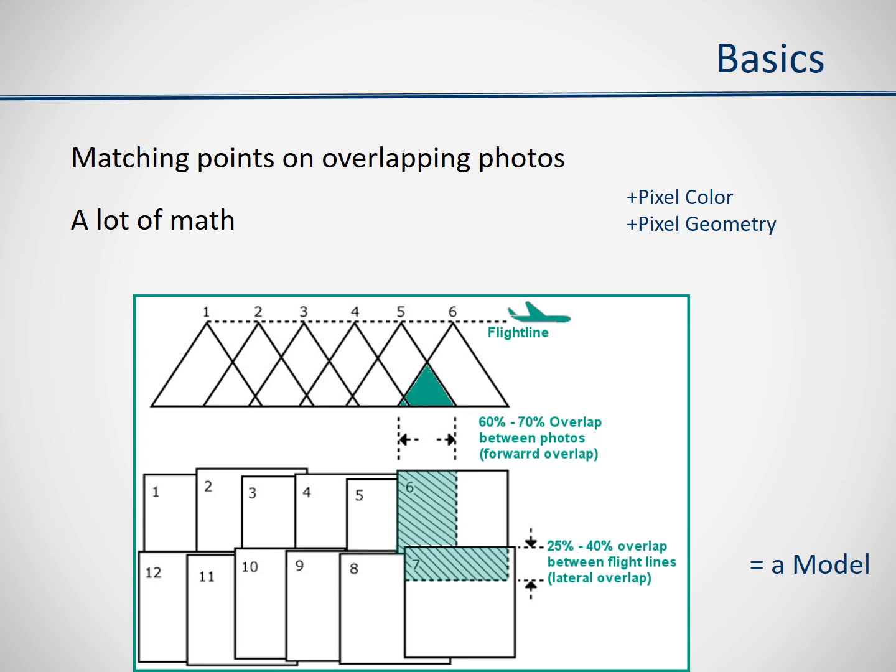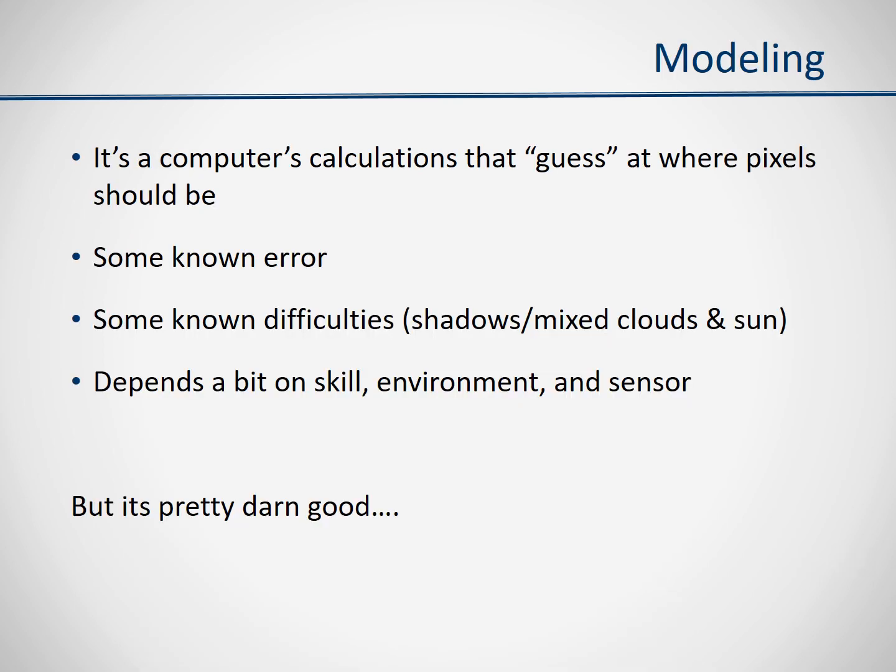So the 60 to 70% and 25 to 40 you can ignore. That's for a manned aircraft. We do a lot higher overlap for our aircraft. But that's basically it. You get a bunch of photos, you smush them all together, and you end up with a model. It's mostly that easy. One thing to remember is that this is all calculations.